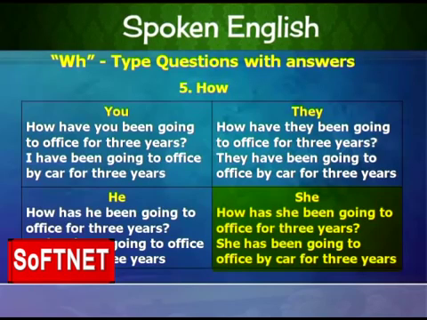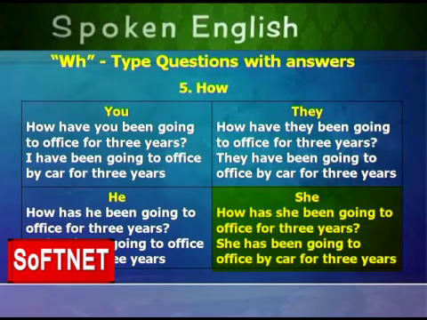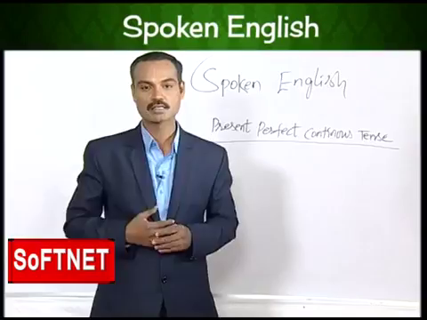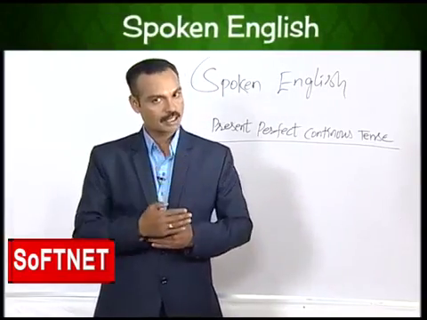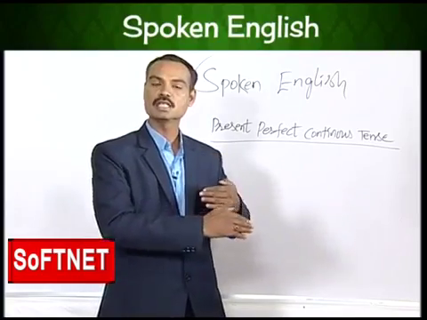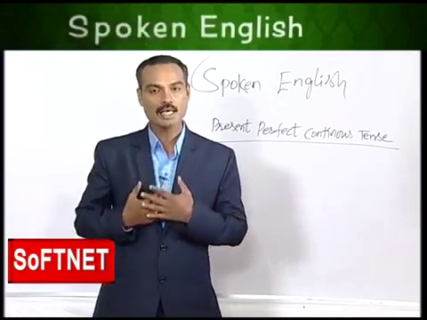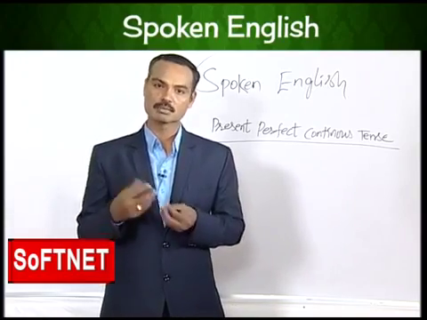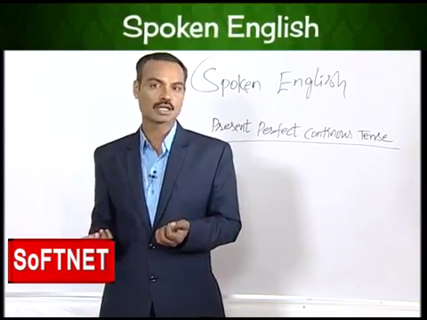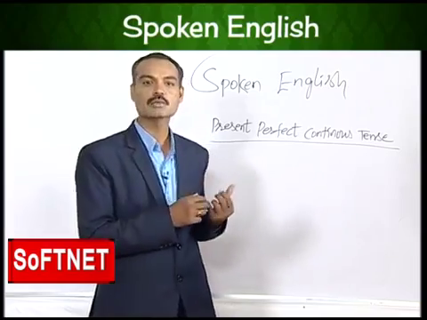How have they been going to office for 3 years? How has he been going to office for 3 years? How has she been going to office for 3 years? So, how have you been going? How have they been going? How has he been going? How has she been going? Answers are, I have been going to office by car or by bus or by train, or on foot also you can say.